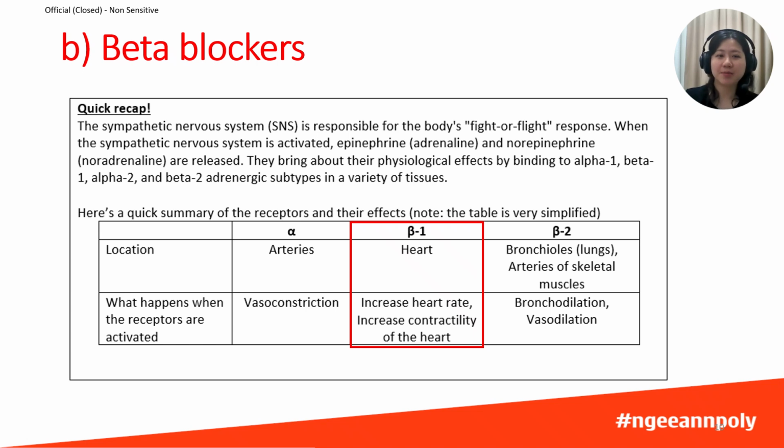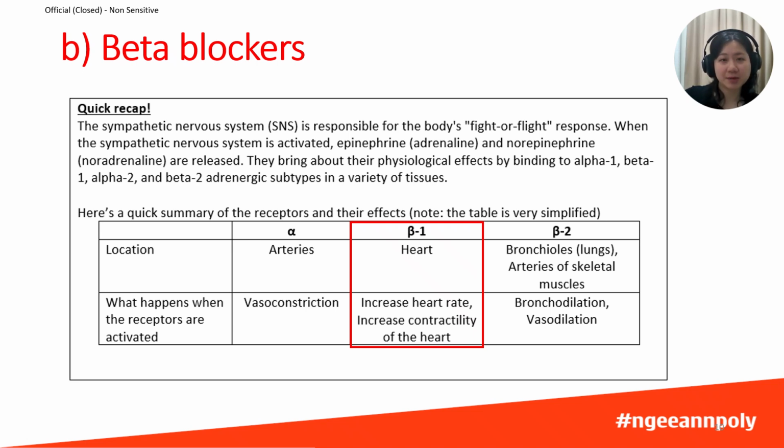Now let's look at beta blockers. Before we look at the mechanism of action, let's do a quick recap. The sympathetic nervous system is responsible for the body's fight or flight response. It releases epinephrine and norepinephrine, which bind to alpha and beta receptors to bring about their effects.